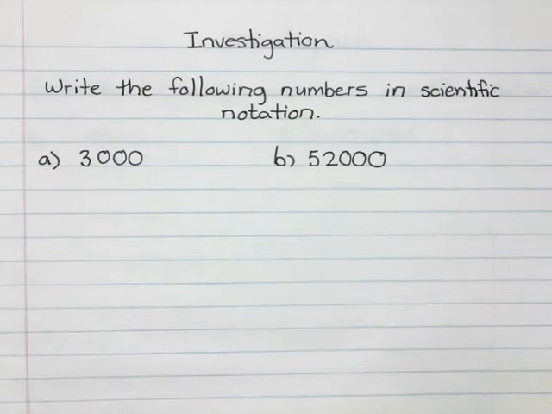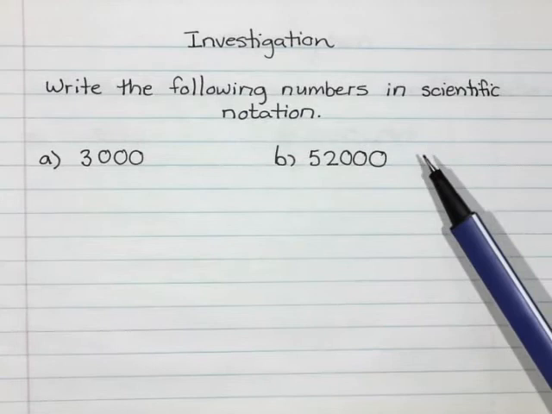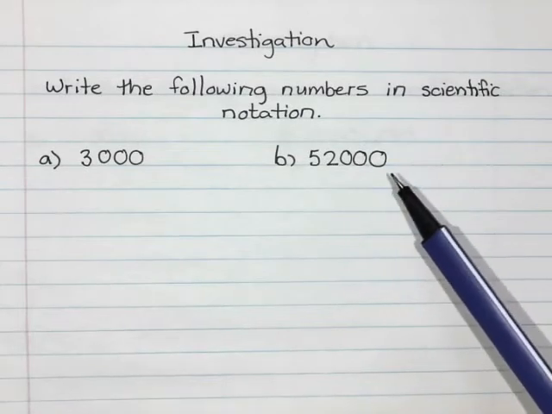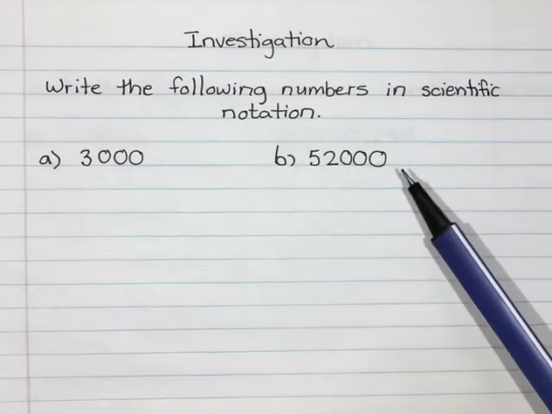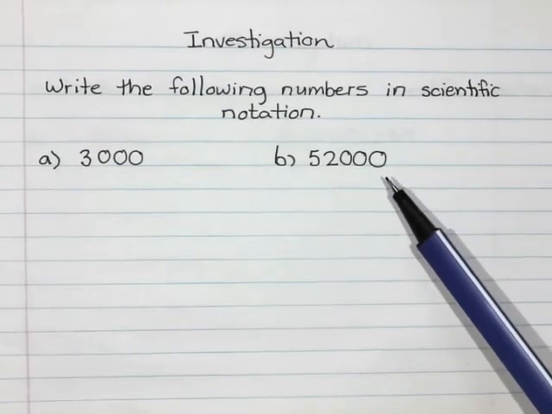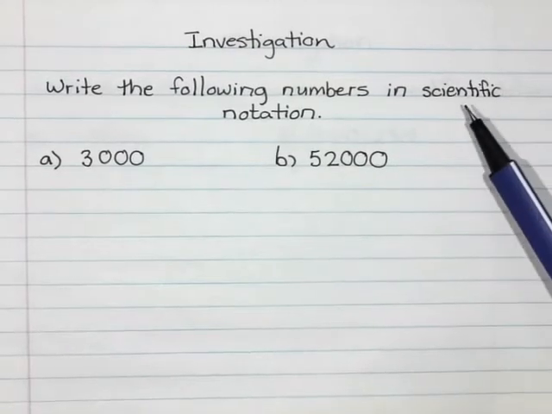Today we're going to be exploring scientific notation. Scientific notation is a way of taking a really large number or a really small number and writing them using exponents so that we don't have to fill in so many zeros or have such a large or small number to write on a page. We're going to start with a little investigation.